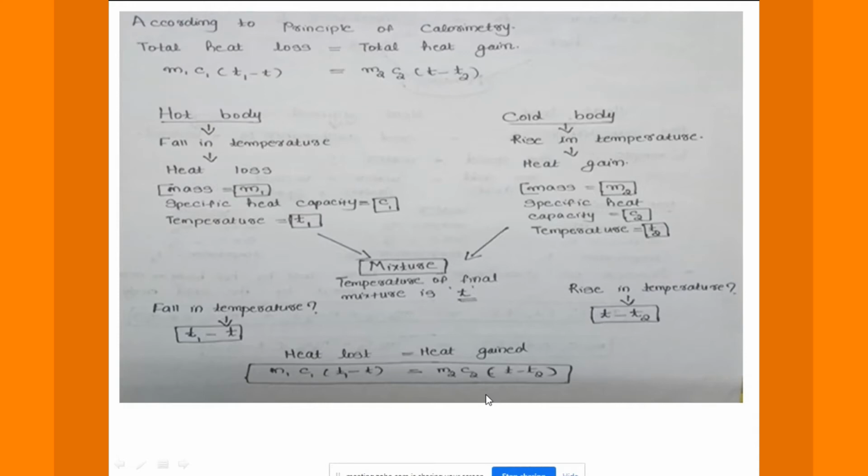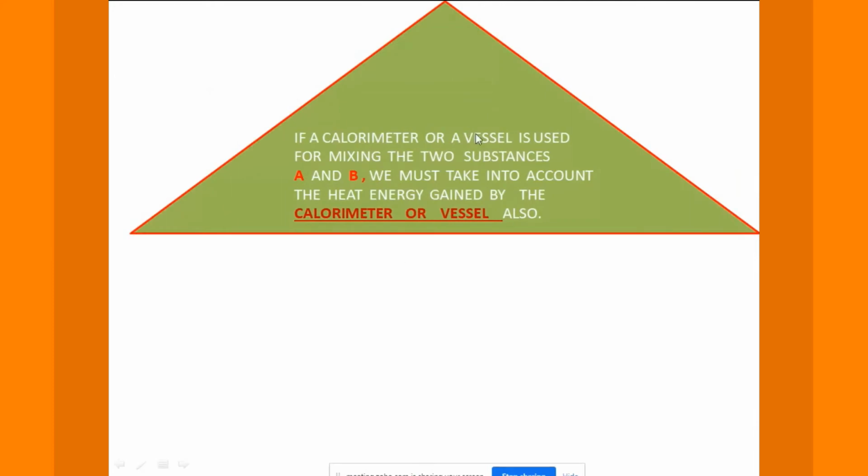So what if the mixture is actually taken in a container, a calorimeter or a vessel? The vessel also gains some heat energy, correct? The vessel or the calorimeter also acquires some heat energy, so we need to consider that part also. So let us just see that now. If a calorimeter or a vessel is used for mixing the two substances A and B, we must take into account the heat energy gained by the calorimeter or vessel also.